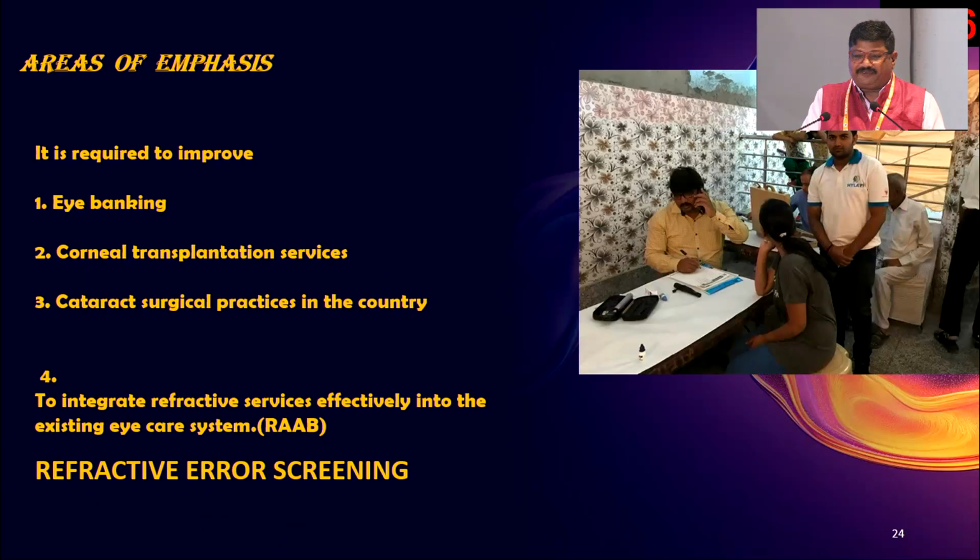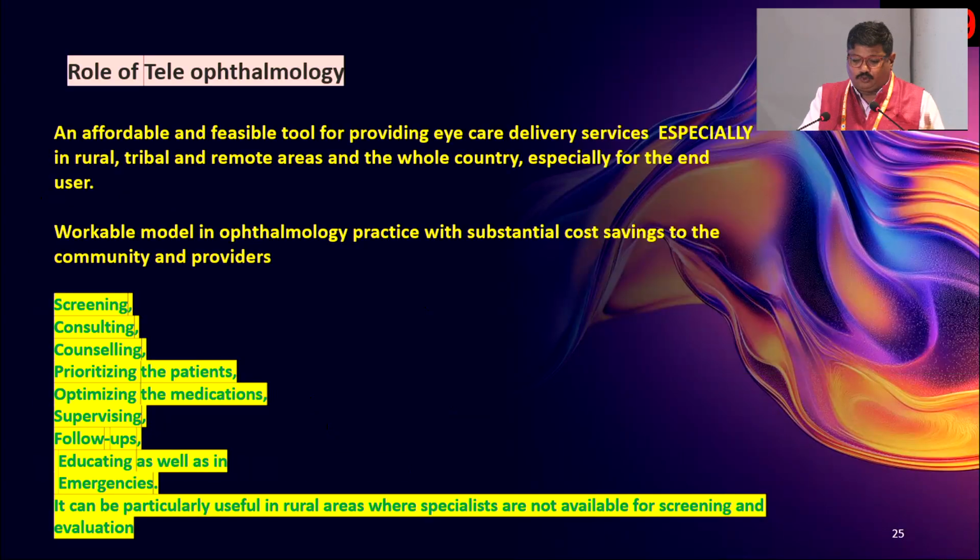And areas of emphasis: we have to improve our eye banking, our corneal transplant services, and of course the cataract surgical practice, especially the cataract success rate. All these things need to be integrated into the refractive services, which the RAAB survey has already stressed upon. Refractive errors, that is at the school level. So the role of teleophthalmology, already Dr.